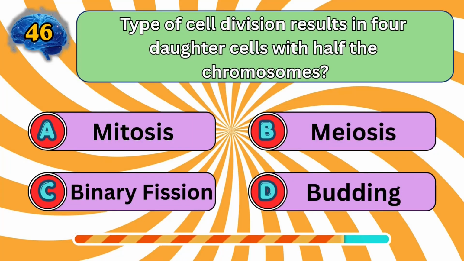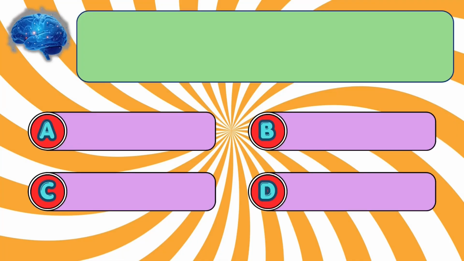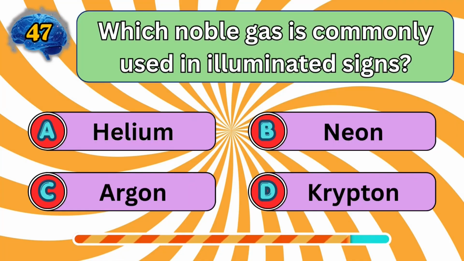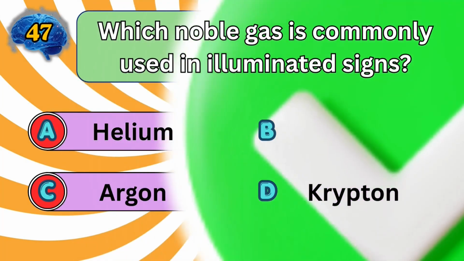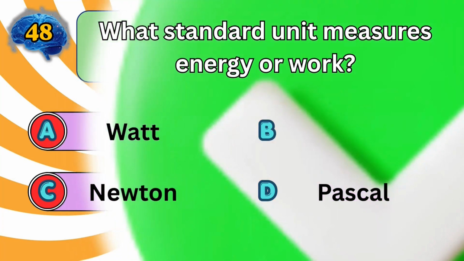What type of cell division results in 4 daughter cells with half the chromosomes? Meiosis. Which noble gas is commonly used in illuminated signs? Helium, neon, argon, krypton. Neon. What standard unit measures energy or work? Watt, joule, Newton, Pascal. Joule.